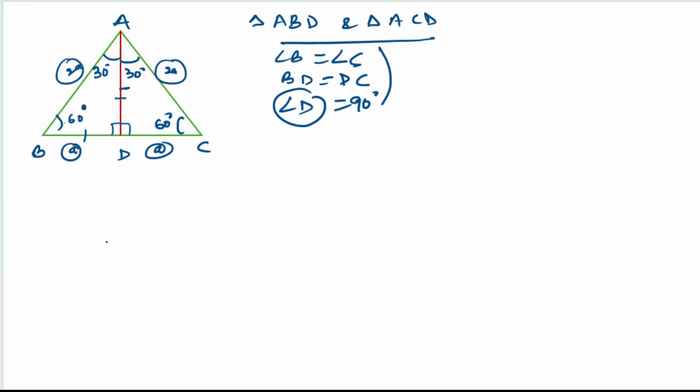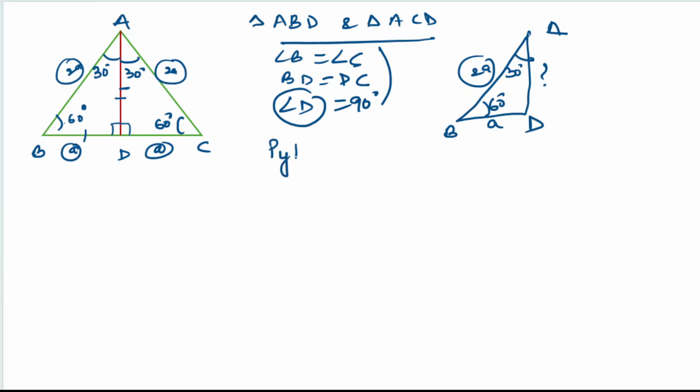We have to calculate AD. How can we calculate AD? By using Pythagoras theorem. So in triangle, let us take the triangle ADB. This is 60 degree. This is 30 degree. This is A. This is 2A. So AD is calculated with the help of Pythagoras theorem.